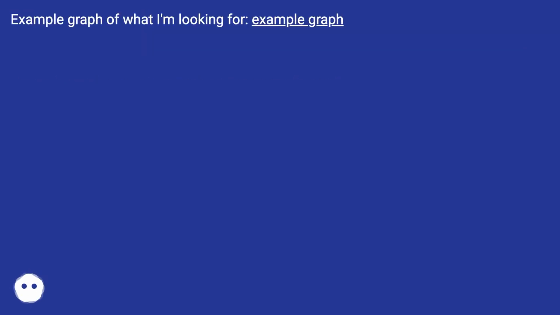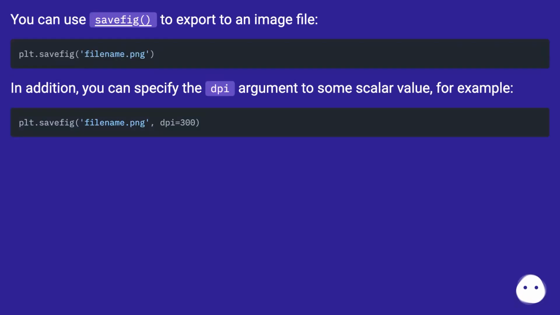Example graph of what I'm looking for. You can use savefig to export to an image file. In addition, you can specify the dpi argument to some scalar value, for example.